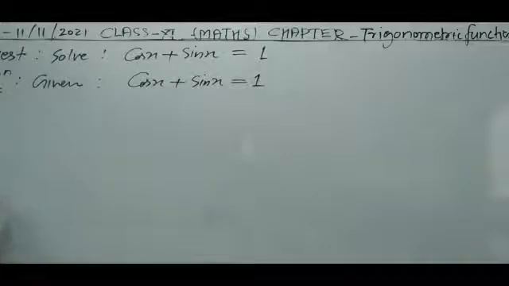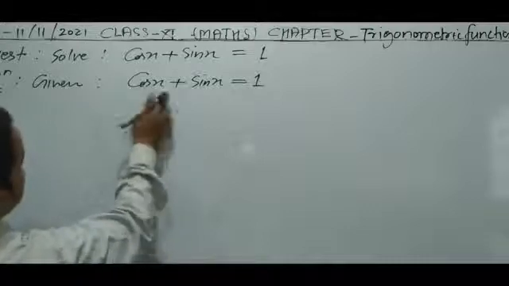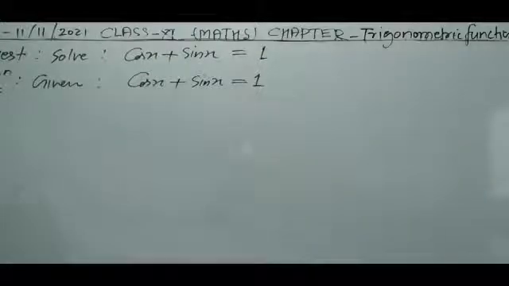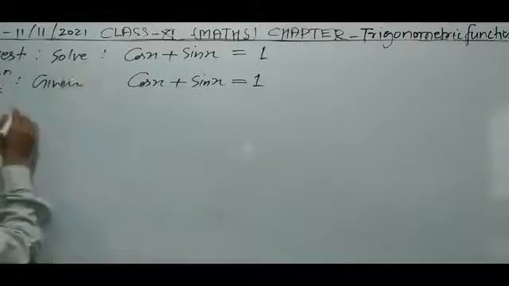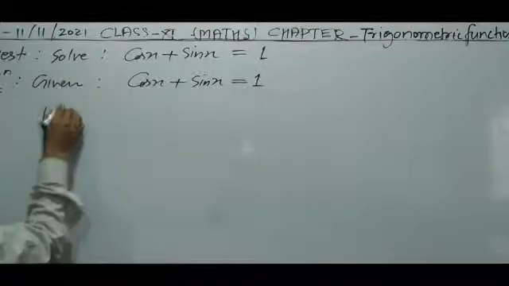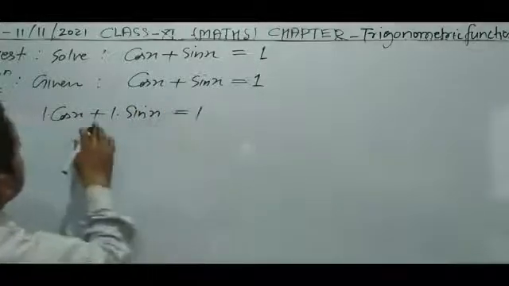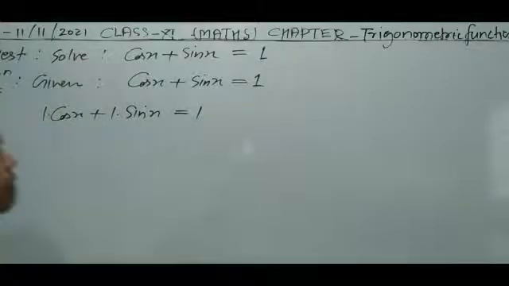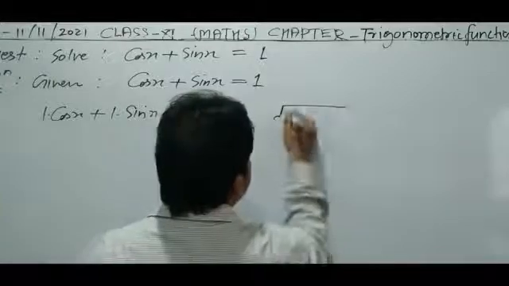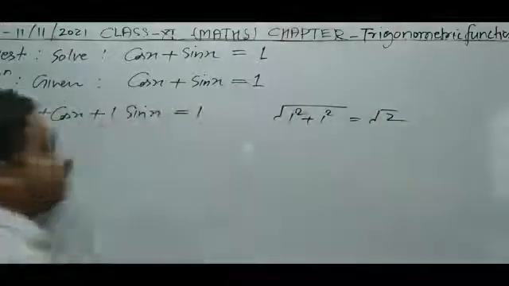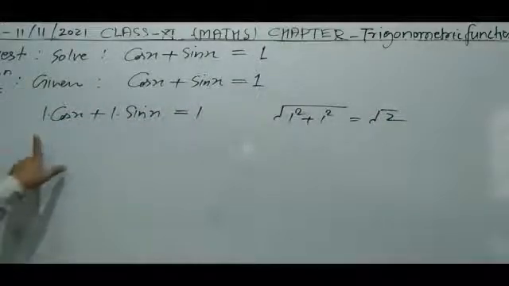So see, the coefficient of cos x is 1 and the coefficient of sin x is also 1. So we have to convert this into polar form. So 1 into cos x plus 1 into sin x is equal to 1. And now this 1 square plus 1 square gives root 2. This is the coefficient of cos x.